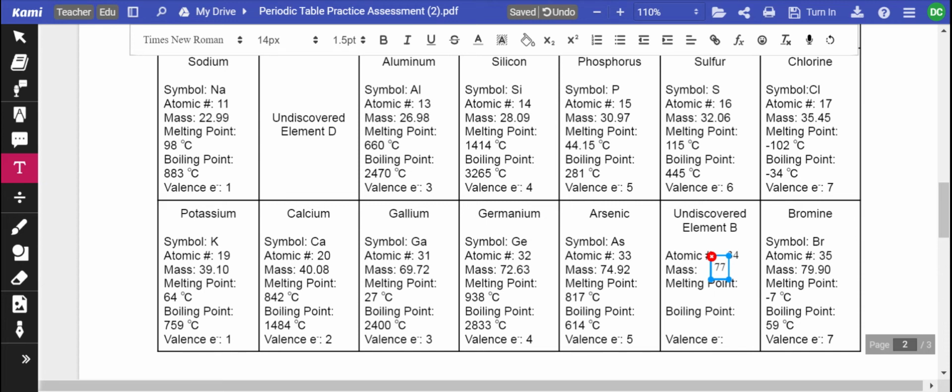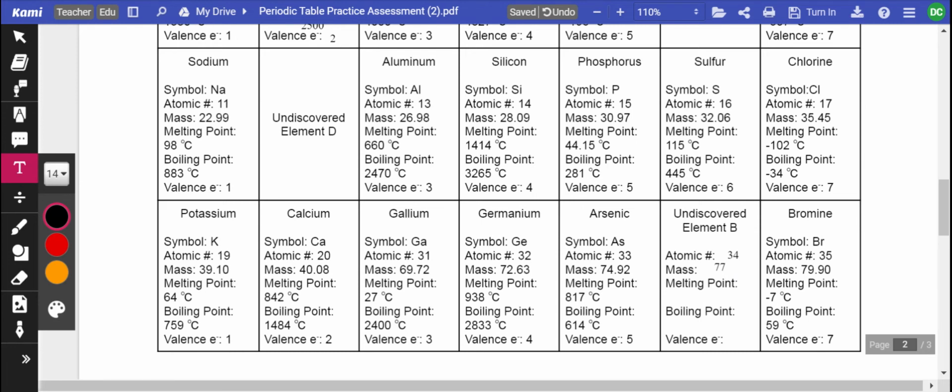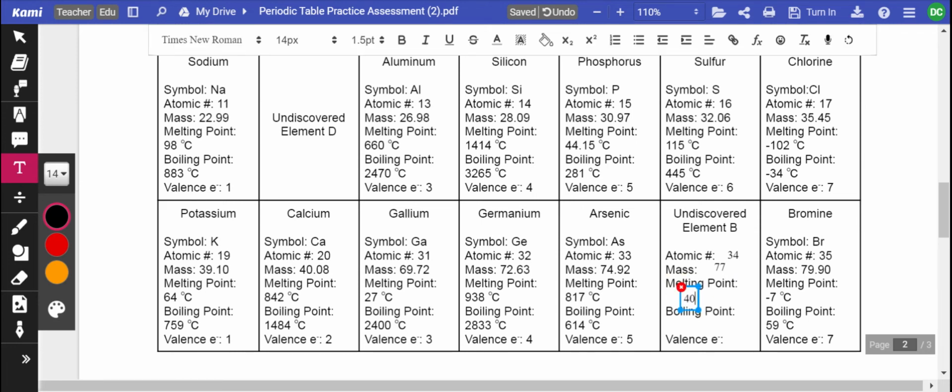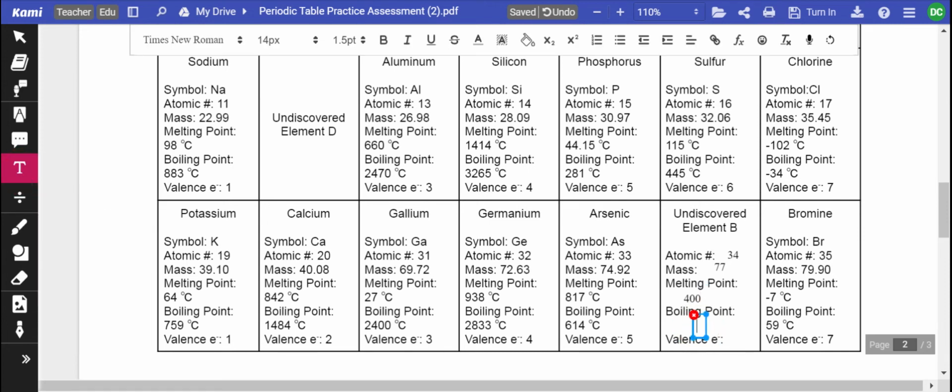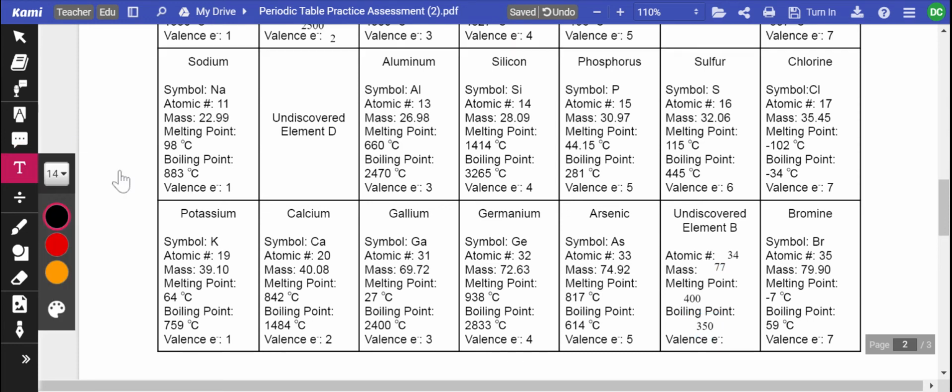The melting point would be somewhere between 817 degrees Celsius and 7 degrees Celsius. An estimate for the midpoint of that would be about 400. And again, we have a range of correct answers. Boiling point would be somewhere between 600 and 59, so about 350 is the midpoint. And for valence electrons, we are in the 6th column, so it would have 6 valence electrons.